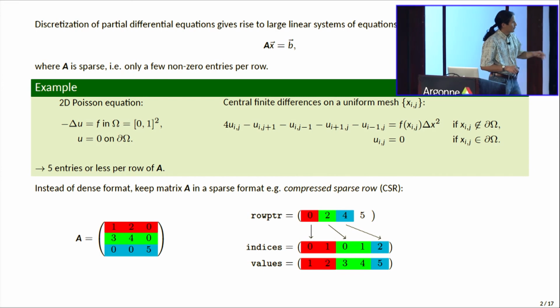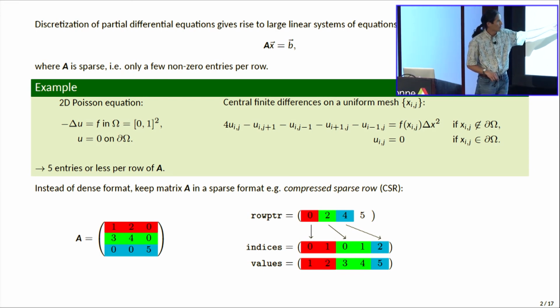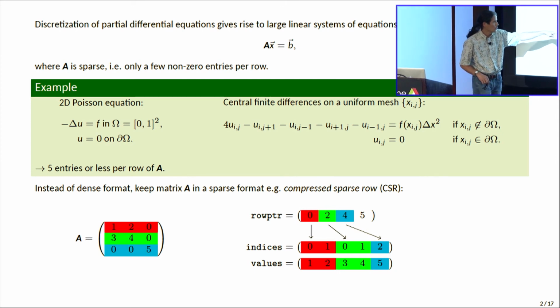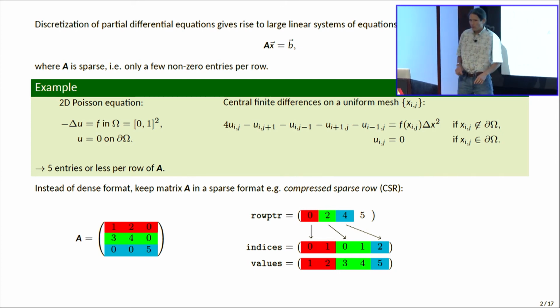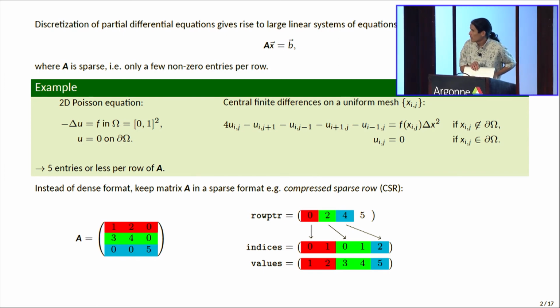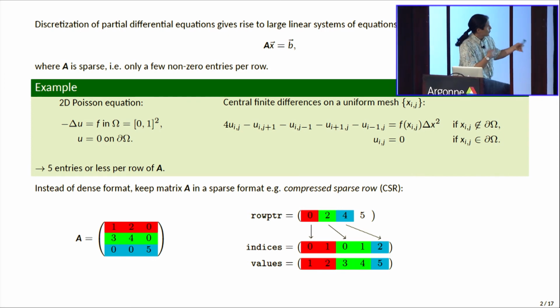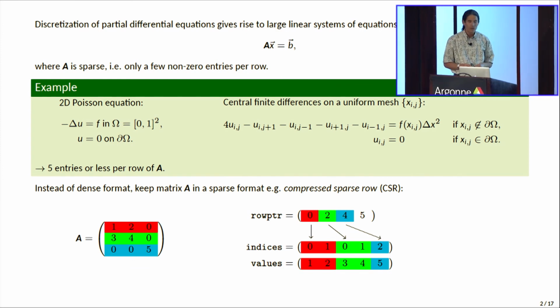You have essentially 3 arrays. You have a row pointer, an array which points into 2 other arrays, indices and values. So you essentially have these 3 arrays for storing the sparse matrices, and this is what we're going to operate on.